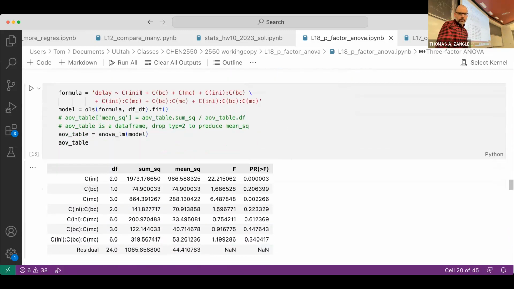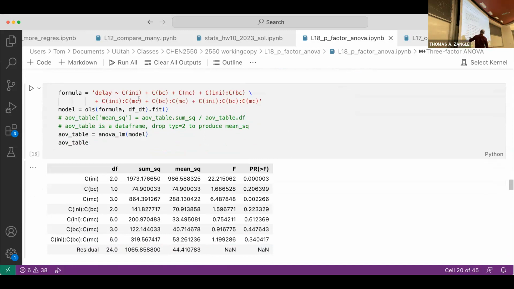So in setting this model up, again, we're using OLS. Our formula looks like this, where we have, again, all of the individual factors, the pairwise combinations, and because we have replicates, we have the full interaction term. And these are our end results.